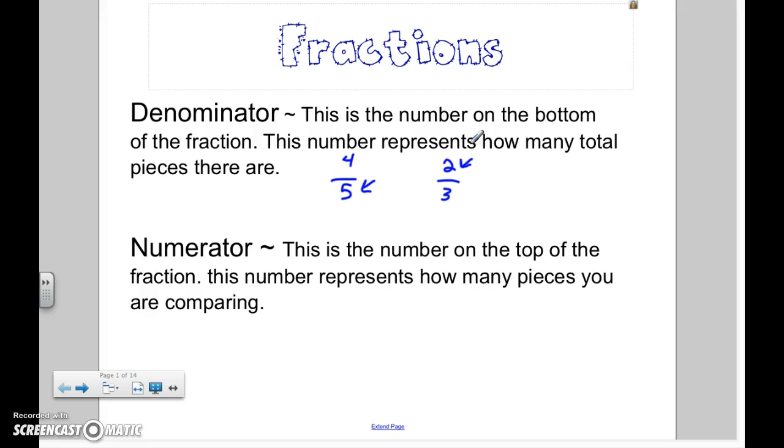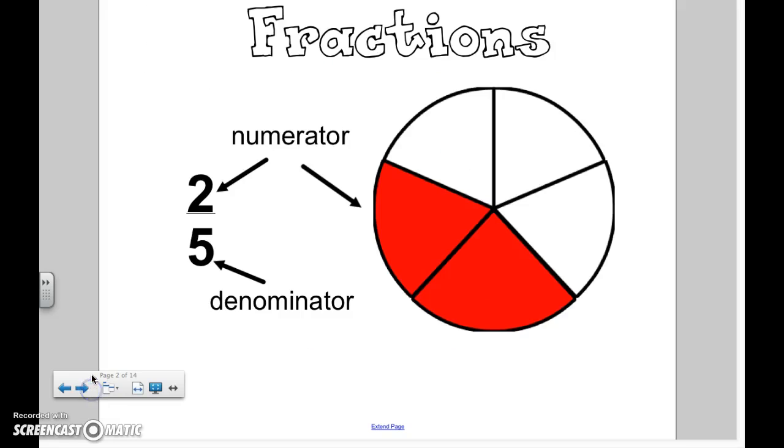Numerator, this is the number on the top of the fraction. This number represents how many pieces you are comparing. So again, if I have a fraction of 2/5, I could point to this as my example because that would be my numerator. And 1/5, I could say my non-example is the 5 because that's the denominator. So please make sure to write down these definitions word for word on your recording sheet on the lines where it says denominator and numerator. Pause this video and I'm going to go on, but you can pause it and record your answers.